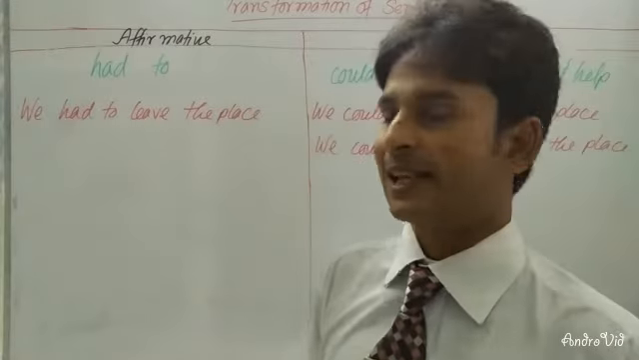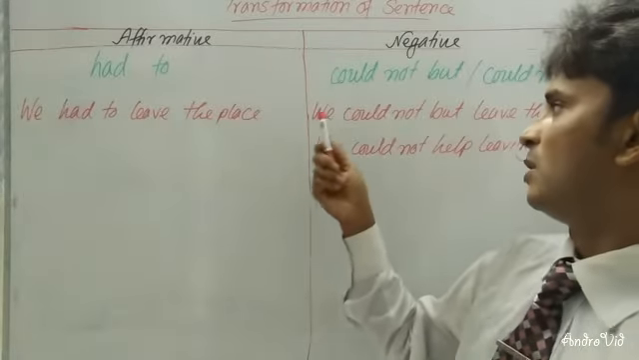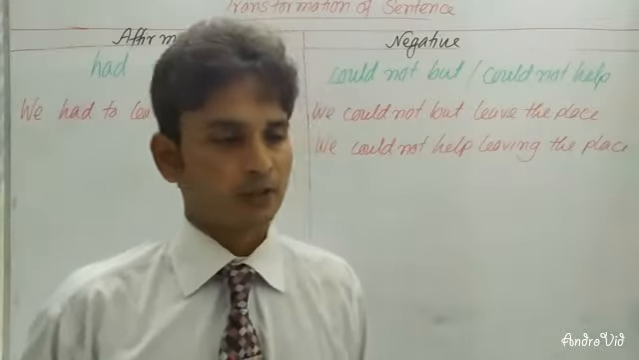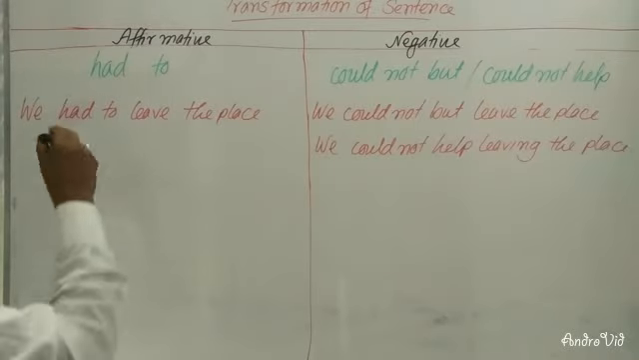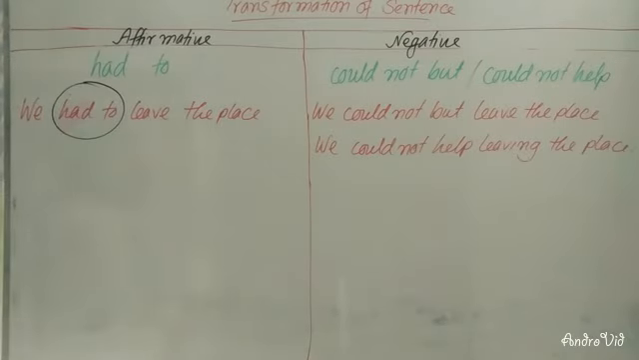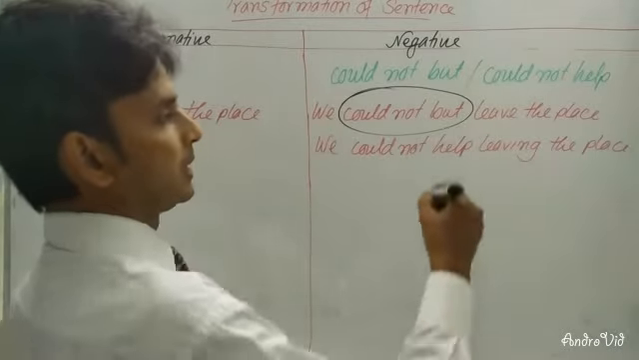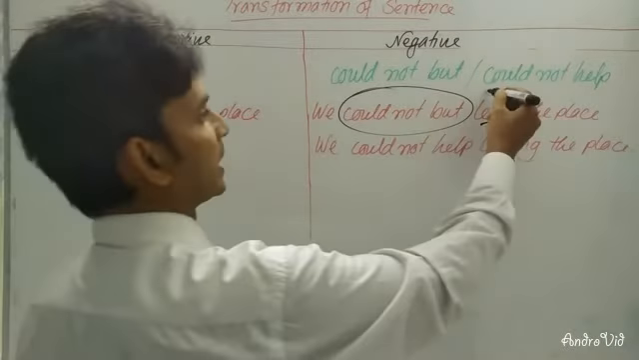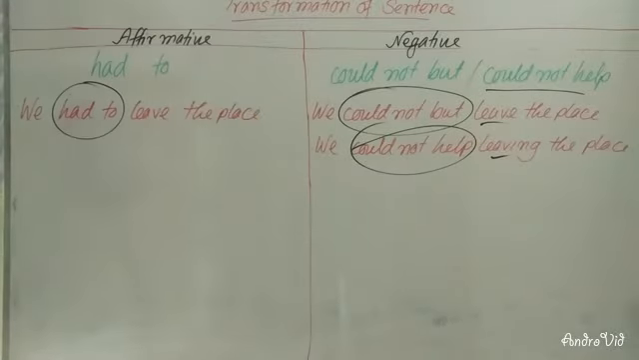On the board you can see we had to leave the place. In the sentence you can see that we could not but leave the place. So I have already used here, there is had to in affirmative sentence. So instead of had to, I have used here could not but, then the present form of verb. And you can also use here could not help. Then if you use could not help, you will have to use ing with present form of verb. So I hope it is clear to you.